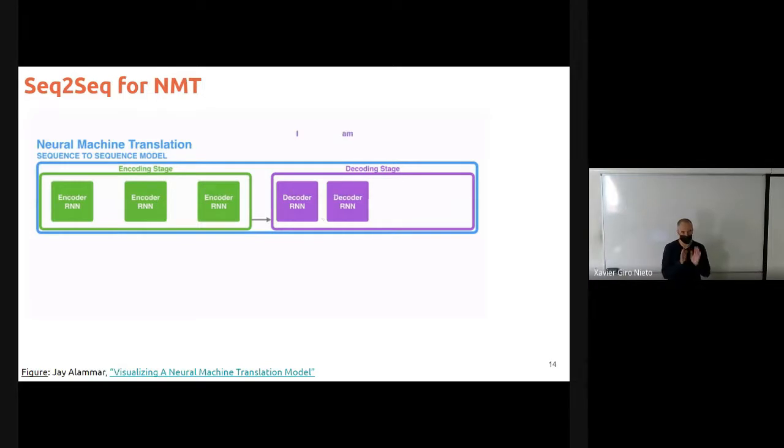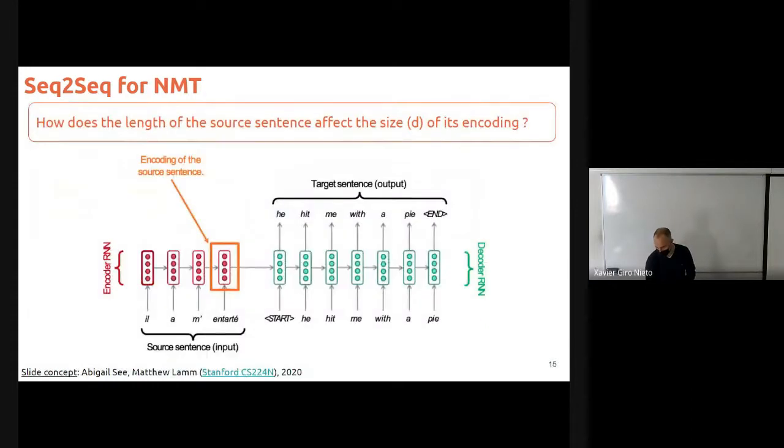The task of the decoder is only based on the last hidden state of the input. Good. Then, a question for you. How does the length of the source sentence, or the amount of tokens in the source sentence, affect the size D of its encoding? So this is a question for you to think about. How do you think that the amount of words at the input may affect the size of the representation?